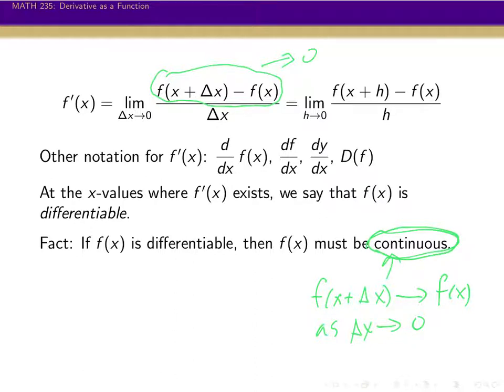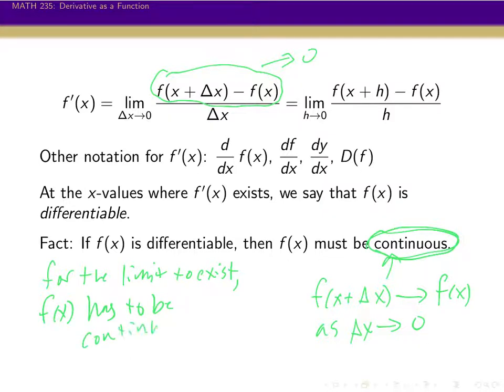So the key thing is, for the limit above to exist, f of x has to be continuous, because we need f of x plus delta x to be going to f of x, so that f of x plus delta x minus f of x goes to 0 as delta x goes to 0. So to cancel off that 0 in the denominator.